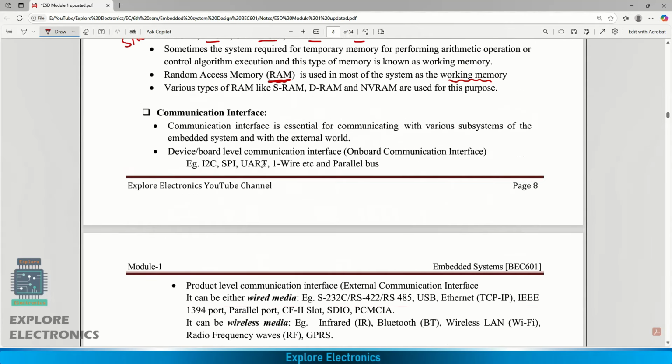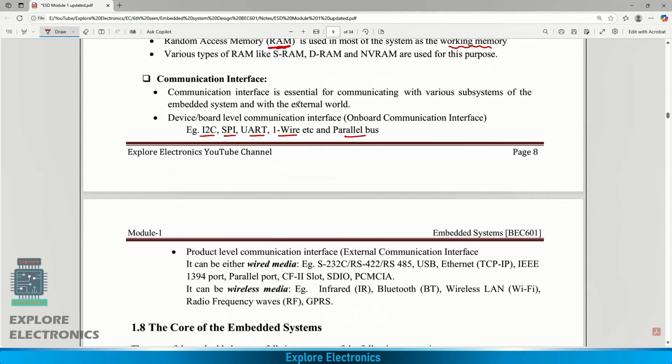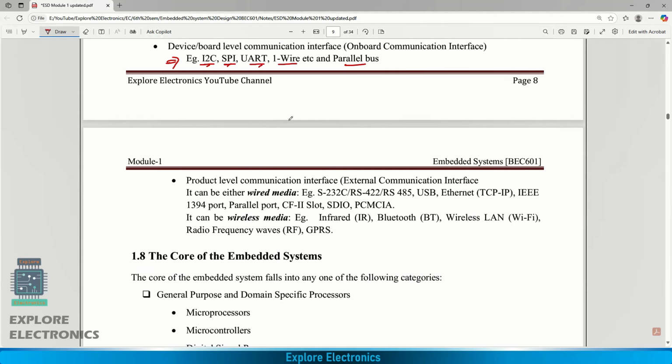Then communication interfaces, as I said, it can be wired or wireless. So the protocols we will be using are I2C, SPI, UART, or a one-wire protocol, or parallel bus connecting as a wire, like that. So these are the things that come under communication interface. We will be studying these concepts at the end of this module. We will be understanding how I2C, SPI, UART work.